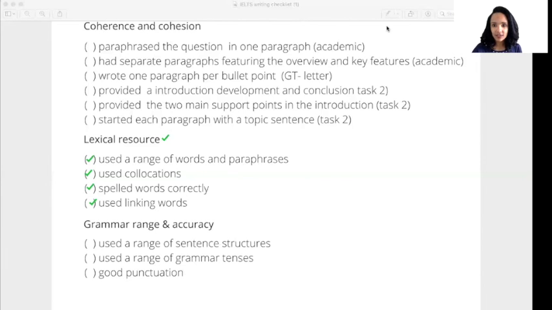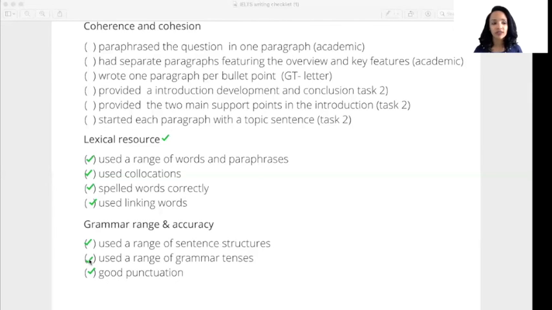And the last criterion is grammar, range, and accuracy. So here they want to see if you use sentence structures well, if you can use different verb tenses, but not just for the sake of having a different verb tense there, but if you can use the appropriate verb tense in your writing, if you can use good punctuation, that type of thing. What I usually recommend to students is to avoid using complex structures unless you're very confident about what you're doing.